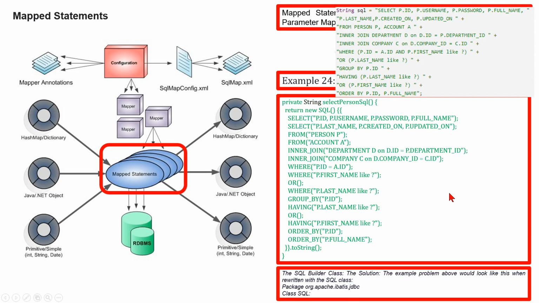Now we are considering the SQL builder class. The solution here, for example, the problem above looks like this when rewritten with the SQL class. The class SQL is in the package org.apache.ibatis.jdbc. One of the nastiest things a Java developer will ever have to do is embed SQL in Java code. Usually this is done because the SQL has to be dynamically generated, otherwise you could externalize it in a file or a stored procedure.